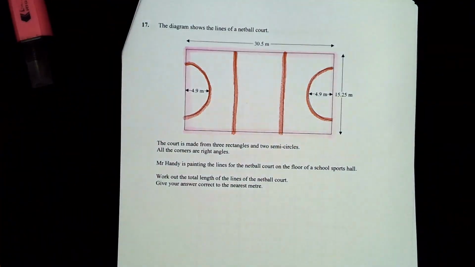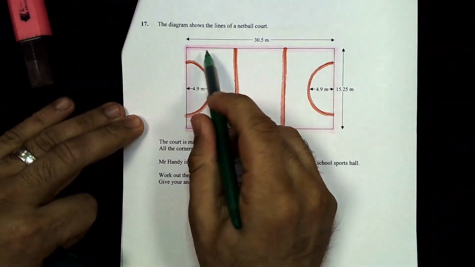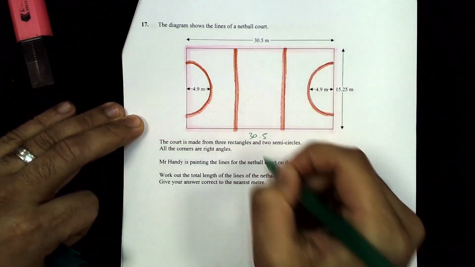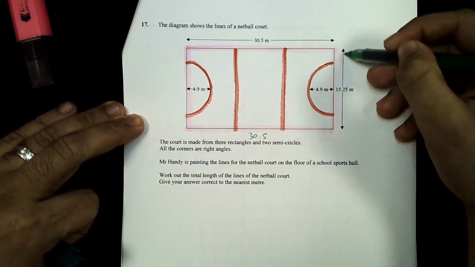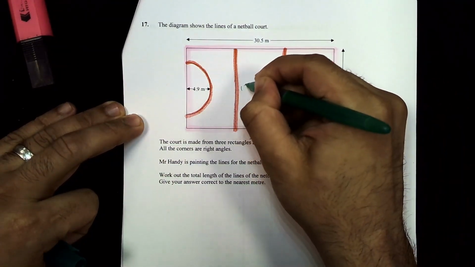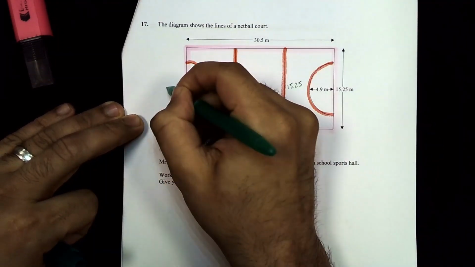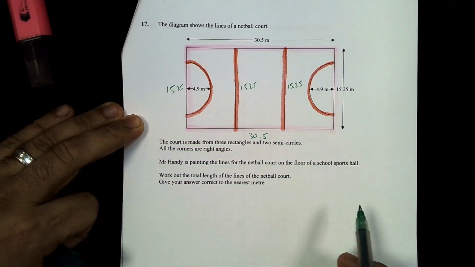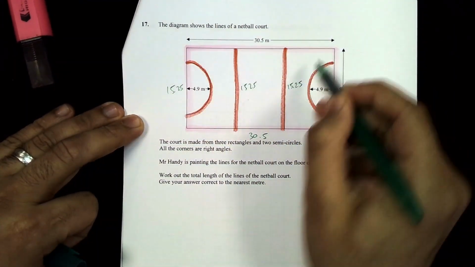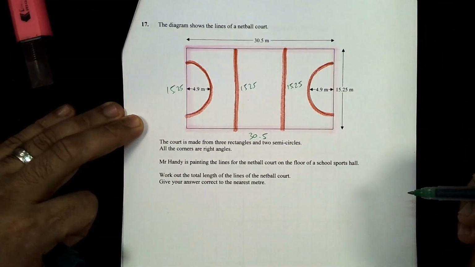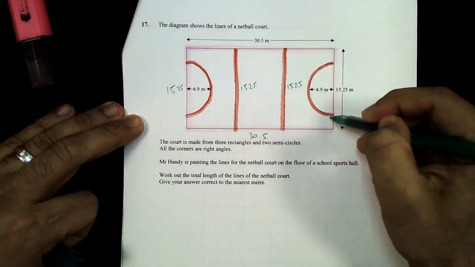Alright, let's deal with the straight lines first, because they're easy. So I've got 30.5 here, I've got another 30.5 opposite. If I've got 15.25 here, I've got another 15.25 there, another 15.25 there, and another 15.25 there. So hopefully you can see so far I've got the long lines on the edges, the 4 lines crossing through. The last bit then is these semicircles.